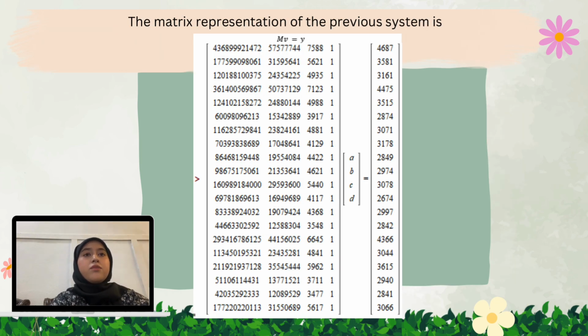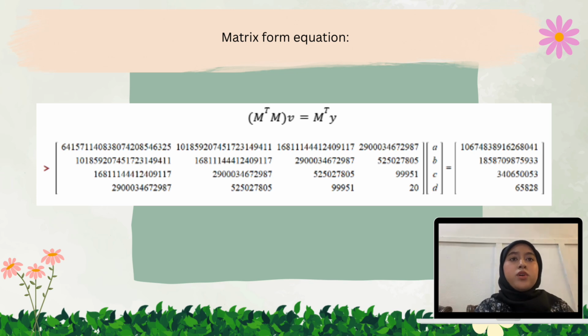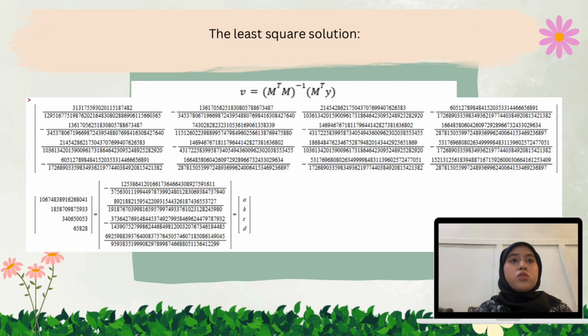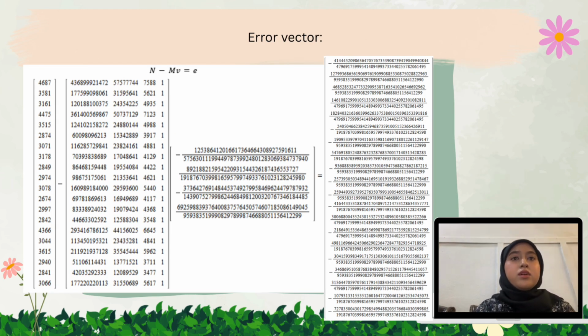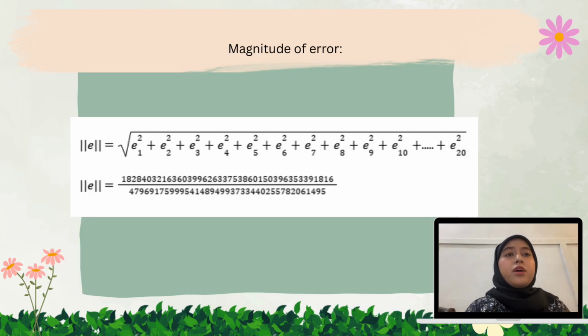The matrix representation of the previous system is MV is equal to Y. Next, we form the equation of M transpose times M times V is equal to M transpose times Y. To find the least squares solution, we must find V, which is equal to (M transpose M) inverse times M transpose times Y. And we get the best fit cubic curve, which is y is equal to, and then we find the error vector, which is Y minus MV is equal to E. To find the magnitude of error, we need to substitute the values into this formula.